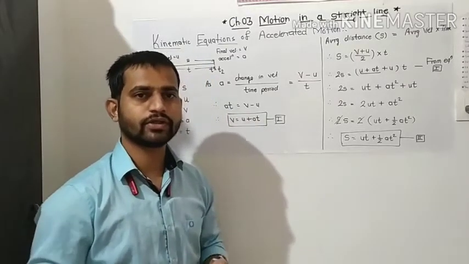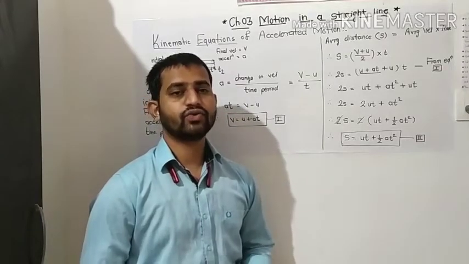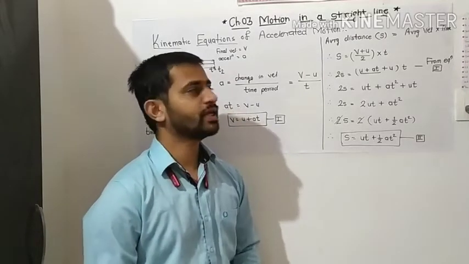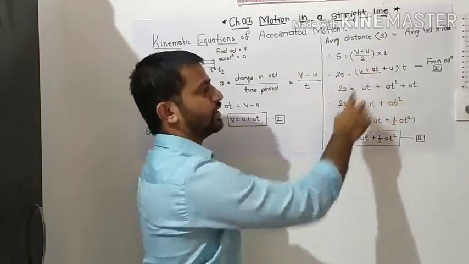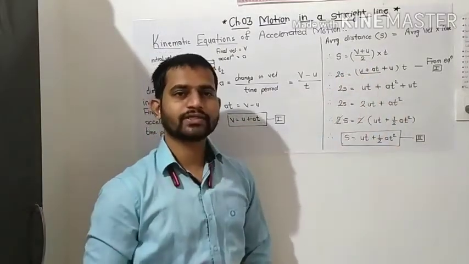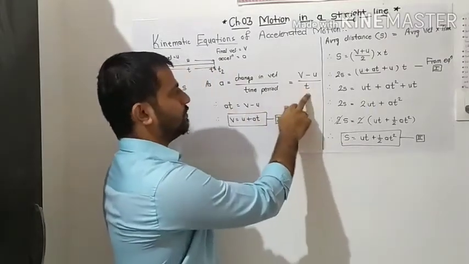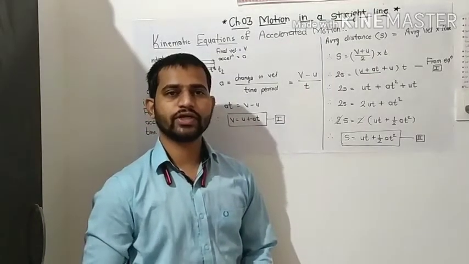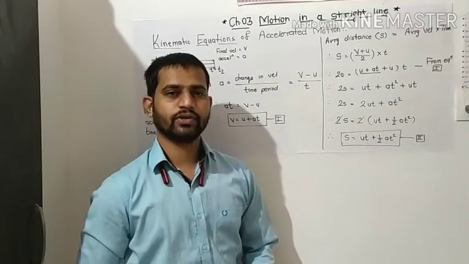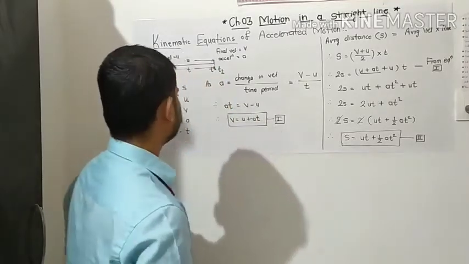If we go for the third equation of the kinematics, then in that case we have to consider two equations. The first equation will be s is equal to u plus v upon 2 into t, and the second equation of the acceleration, that is a is equal to v minus u upon t. Considering these two equations, we can find out the third equation of the kinematics for the accelerated motion. So let us consider these two equations.